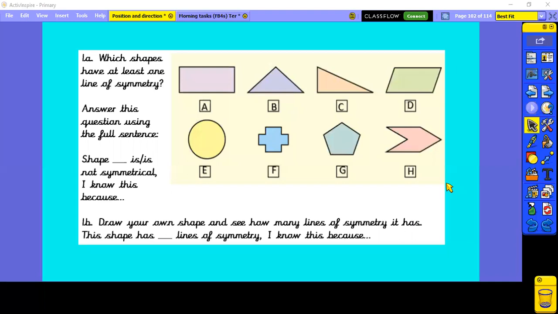Okay, so here is step 1 of the worksheet. So you've got 1A where you identify which shapes have at least 1 line of symmetry, and 1B is where you draw your own shape and see how many lines of symmetry it has. So you can draw your shape and draw the lines of symmetry in a different coloured pen, because that might help me see the difference.